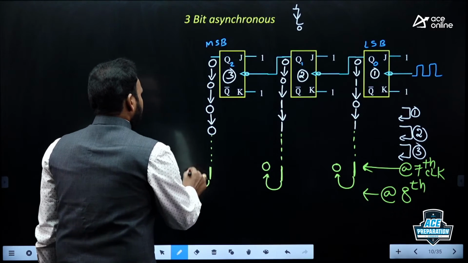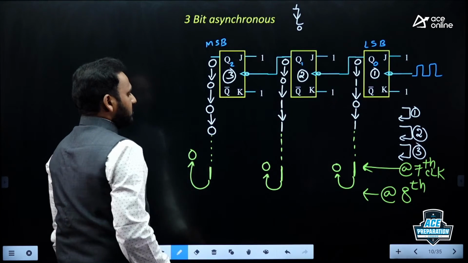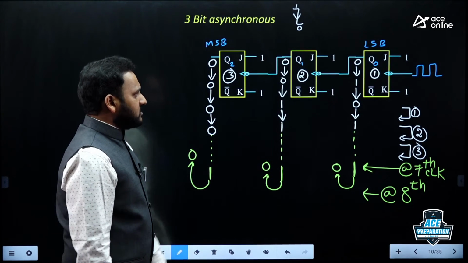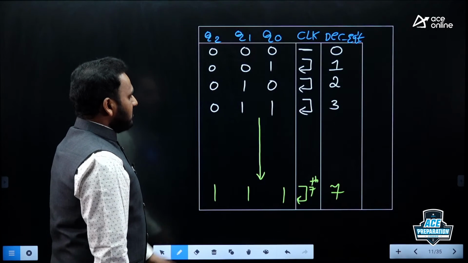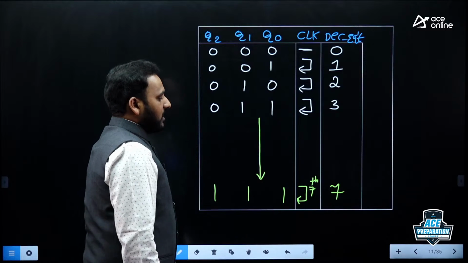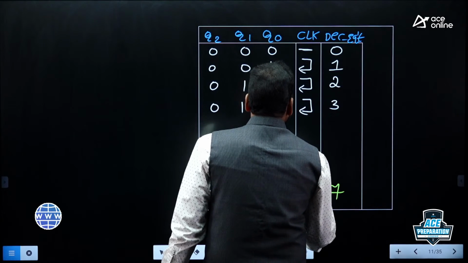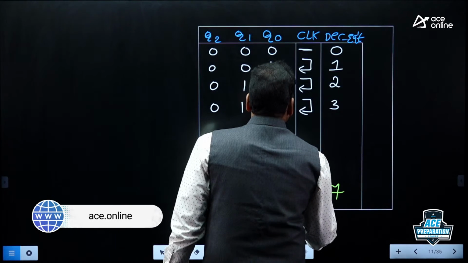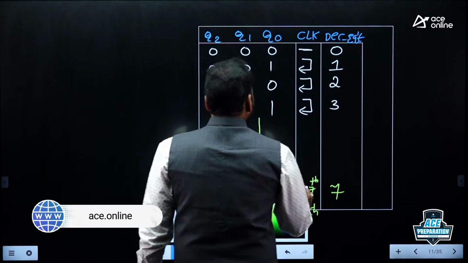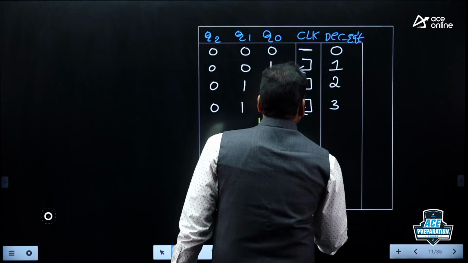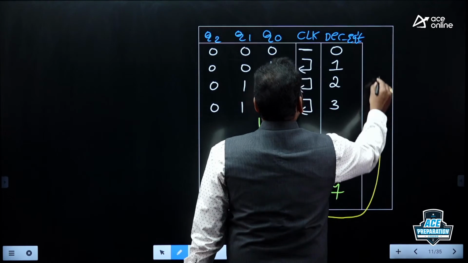Similarly, the third. That means, have you seen this 000 sequence? Yes, sir, it was the initial state. So no need to write the sequence as 000 again. If you give 8th clock pulse, automatically counter will restart from its initial state.